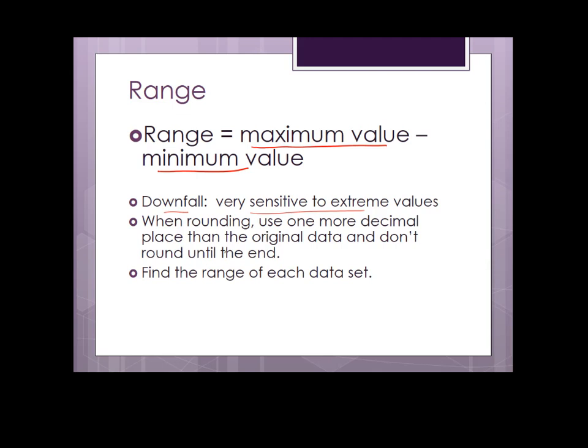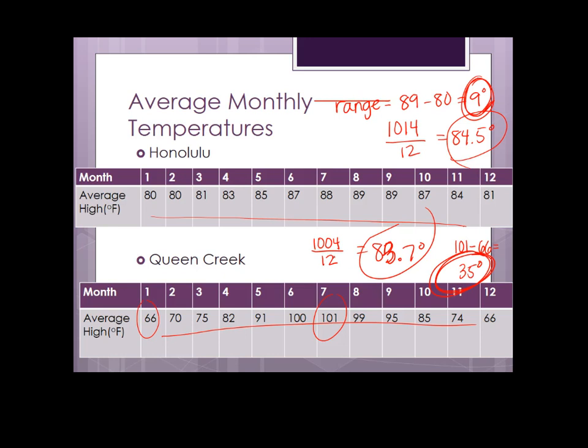A couple of rules: when rounding, use one more decimal place than the original data. So here I would want to actually probably use 9.0. Notice I used 83.7 instead of just 83 or 84, because this was rounded to no decimal places, so I'm going to give my answer as 1 decimal place. If there was 1 decimal place, then my answer would be 2 decimal places.